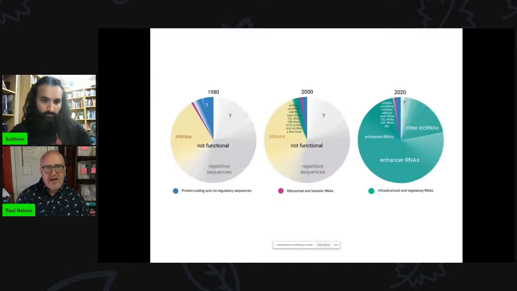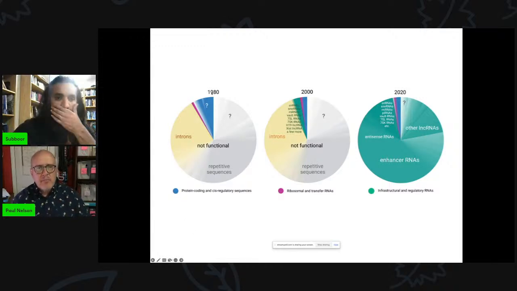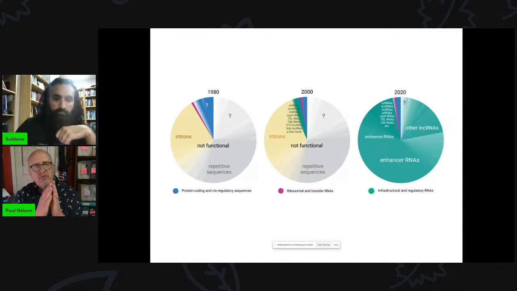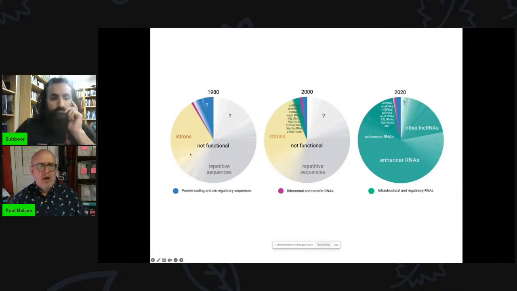So here's my last slide. This is a figure from Mattick's paper where he compares 1980, 2000, and 2020. And the pie chart here shows the amount of the genome that was thought to be functional at these 20-year intervals. So 1980, you've got most of it non-functional. All right, the regions in gray here. Introns, hard to say, but probably not functional.